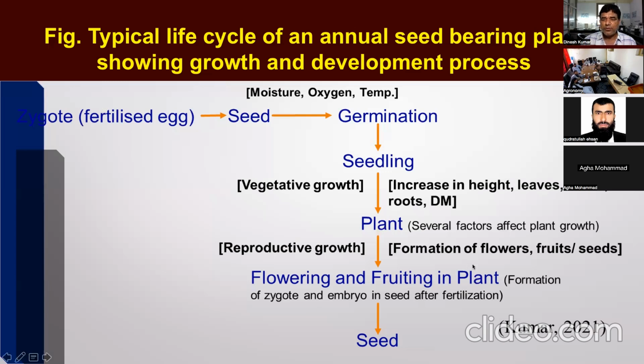Then here you see the formation of flowers, and then the formation of fruits and seeds occurs after the flowering, which is called fruit development or seed development. Fruit development or seed development will happen after pollination and fertilization. Then you will see fruiting in the plant, and then again you will find the embryo and seed after fertilization. And finally you will get seed. So you see, it is just a cycle from seed to seed.